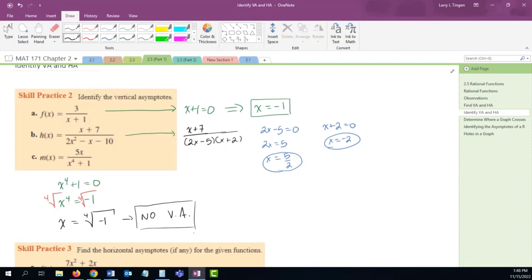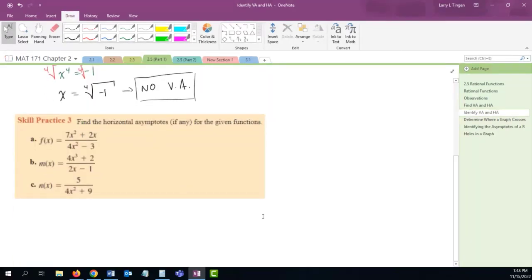Next, horizontal asymptotes. Horizontals are the easy ones, I think. Because all you've got to do is find your powers, find your degree. Numerator has degree 2, denominator has degree 2. And again, it's just what's the highest value of the power of x. When they're equal, what happens? I use the ratio of the leading coefficients, and that is 7/4. Next, 4x cubed plus 2 over 2x minus 1.